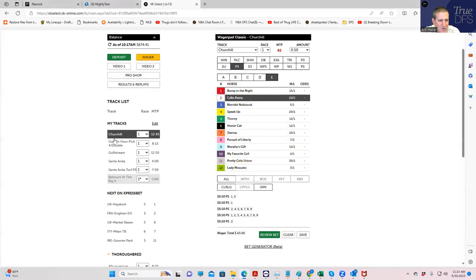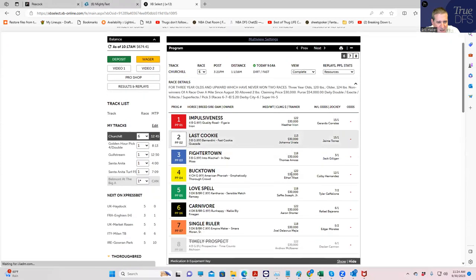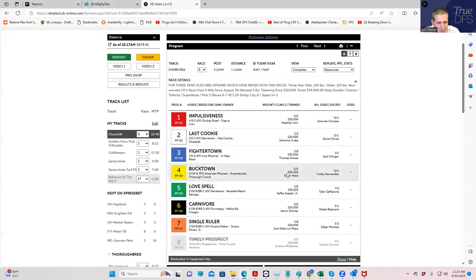All right, now moving on to race number 6. Race number 6, I like the 2 and the 4. Wait, to beat the 8. Well, 8's now scratched to beat the 5. So I think the 2 and the 4 are really, really good values. Last Cookie in Bucktown, and that's in race 6.